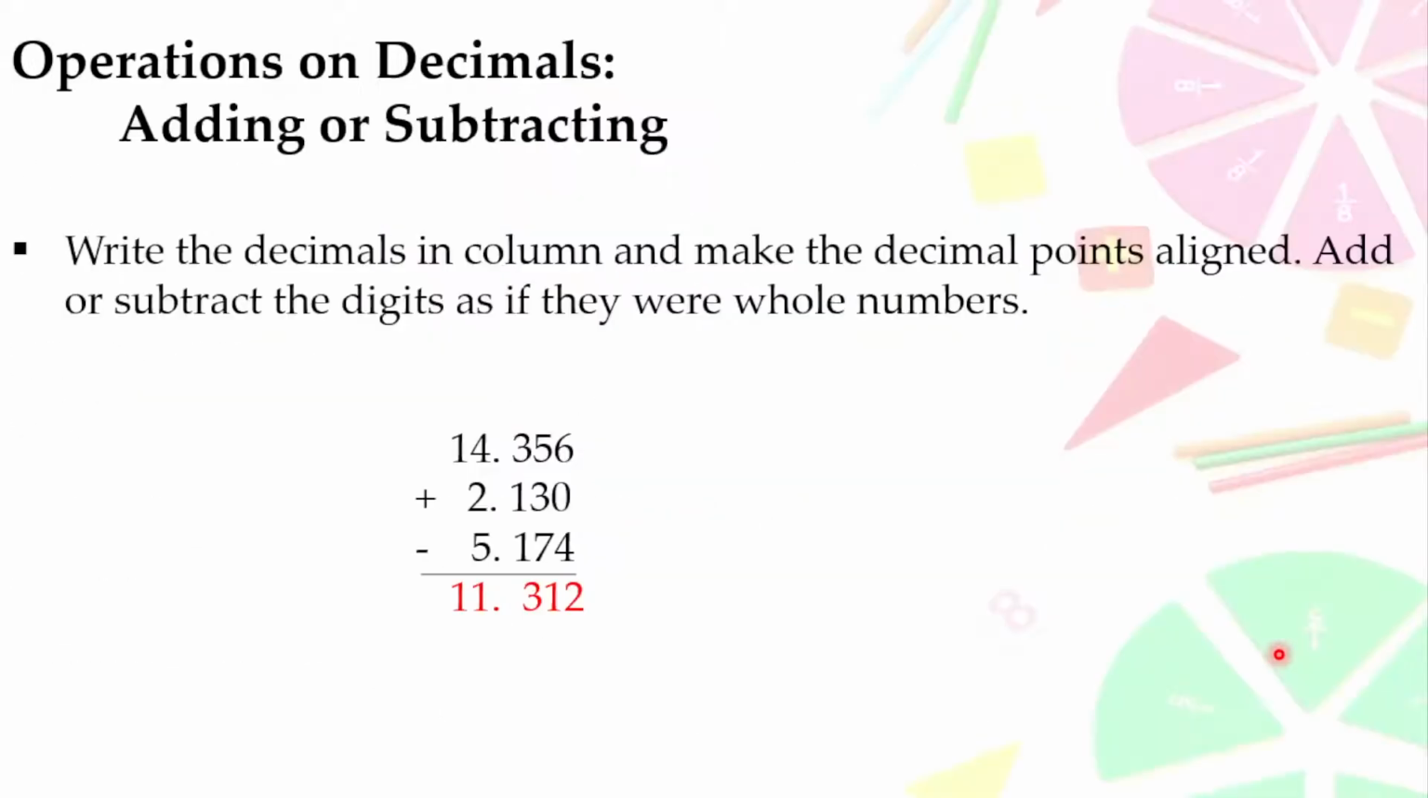Now, let's proceed to the operations on decimals. Okay? So, adding or subtracting decimals. Ang sabi dito, write the decimals in column and make the decimal points aligned. Add or subtract the digits as if they were whole numbers. Okay? So, kung paano po kayo mag-add ng whole numbers, pareho lang po sa decimals. Kailangan po pantay-pantay, magkakaline sila. Okay, you just simply add 6 plus 0 minus 4, you will get 2.